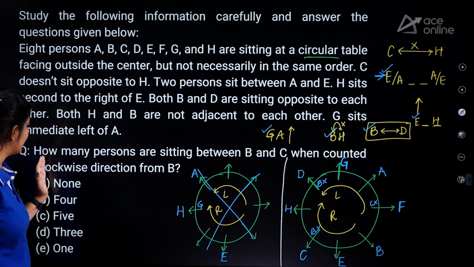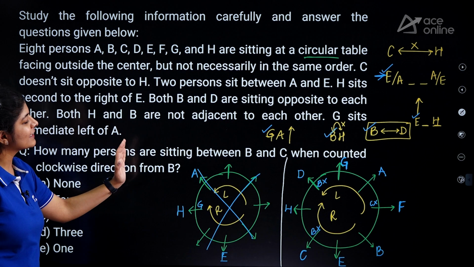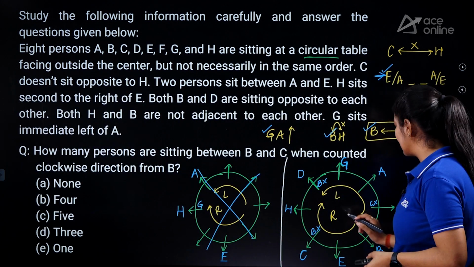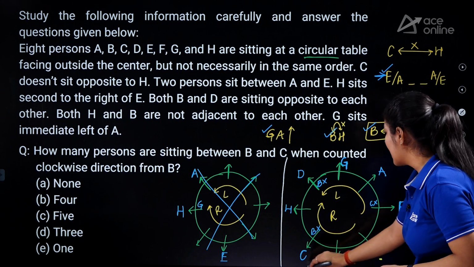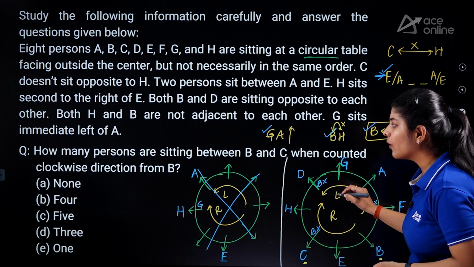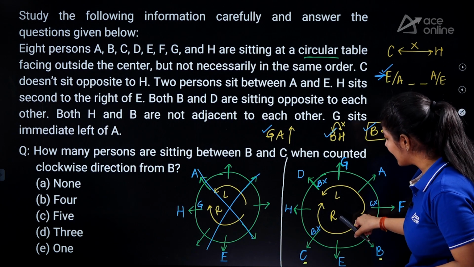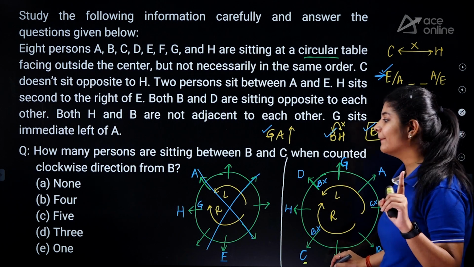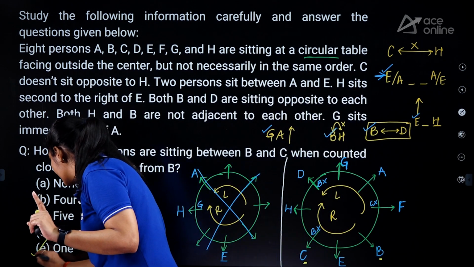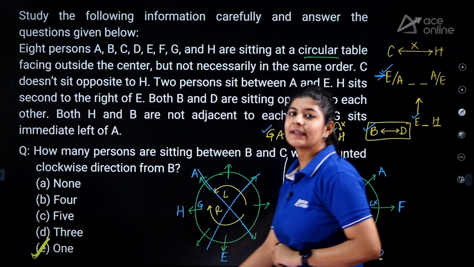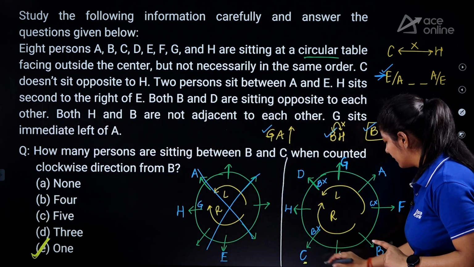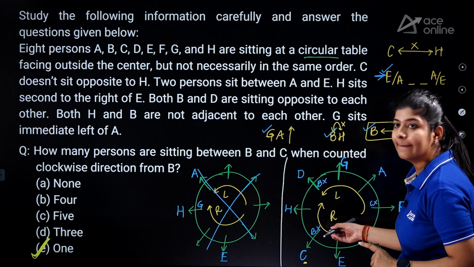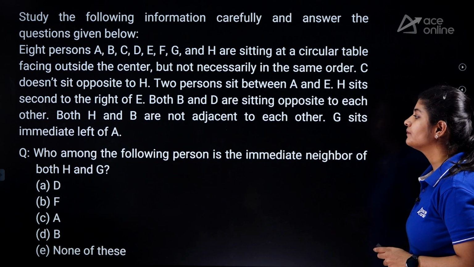The first question says, how many persons are sitting between B and C when moving in the clockwise direction from B? Clockwise direction means we have to move in the right direction. So we are having just one person. So the correct answer over here is option number E. We are having just one person in between C and B if we are moving in the clockwise direction from B, right?